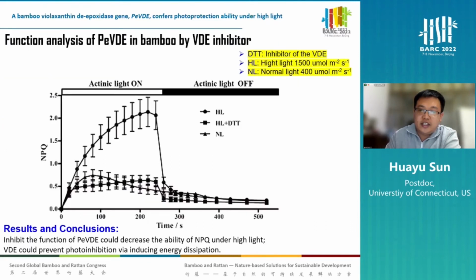DTT is an inhibitor of the VDE enzyme. We also used DTT to treat the bamboo leaves. We found that without DTT, the NPQ value increases sharply under high light. But when we use DTT, the NPQ value cannot increase much under high light. The value looks no different from the level in normal light conditions. So we can conclude that VDE could prevent photoinhibition through energy dissipation.